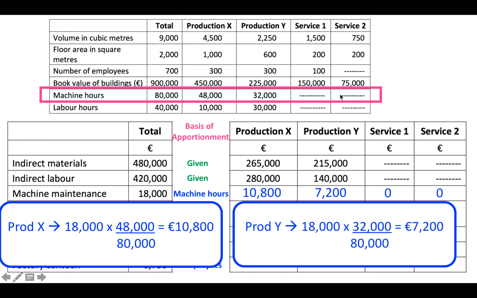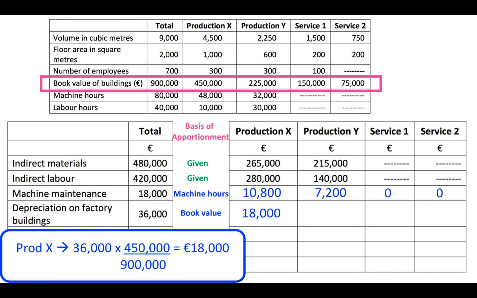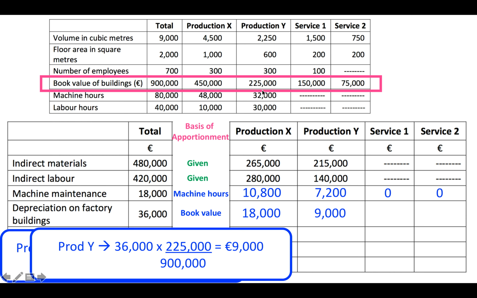So that's machine maintenance done. Depreciation on factory buildings is going to be on book value of buildings. So total here 36,000. So production X: 450 over 900 multiplied by your 36 is 18,000 euro there. Then we're going to look at 36. So the cost here, 36 multiplied by 225 divided by 900 is 9,000.